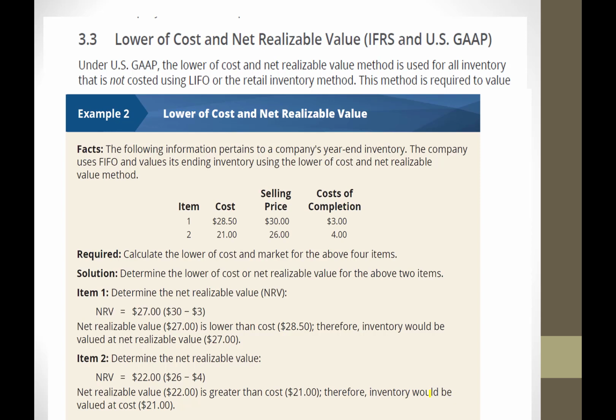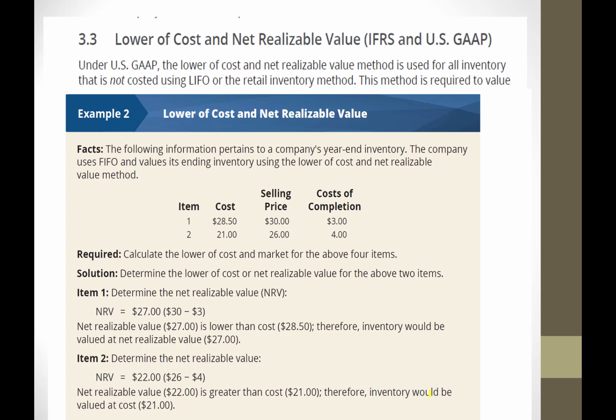Okay, good. Now that's a little convoluted, right? So a while back, U.S. GAAP decided that they were going to do what IFRS does. The IFRS approach is much simpler. But thanks a lot, U.S. GAAP, they still kept the complicated method for what? For LIFO and the retail inventory method. So thanks a lot.